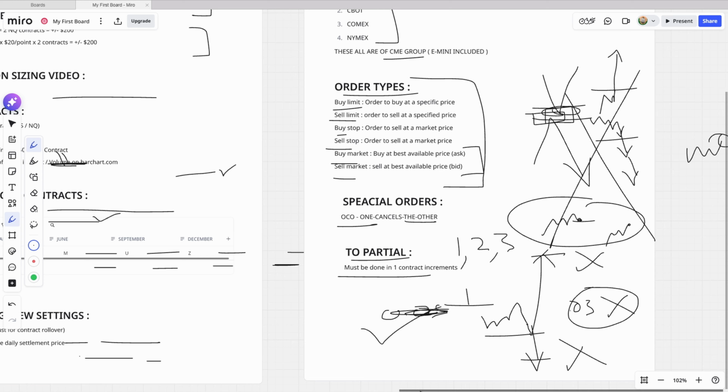If you are long 3 contracts, you could close 1 and keep 2, or close 2 and keep 1. But you cannot close half of 1 contract. Everything must be done in whole contract increments. That's one of the main differences between Forex and futures when it comes to position management. Once you understand data feeds, order types, and contract structure, the mechanical side of futures becomes very straightforward.